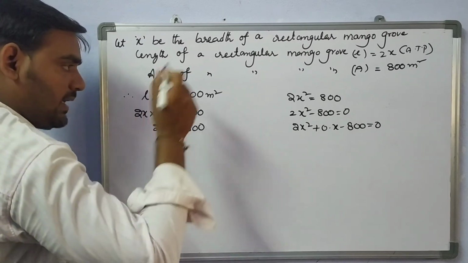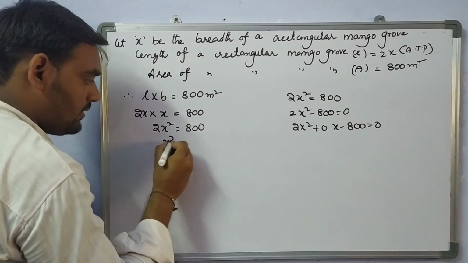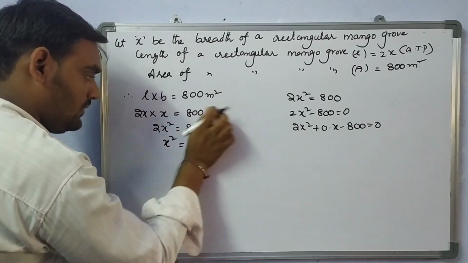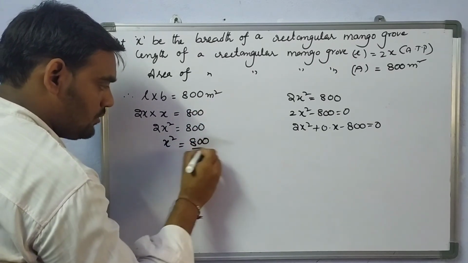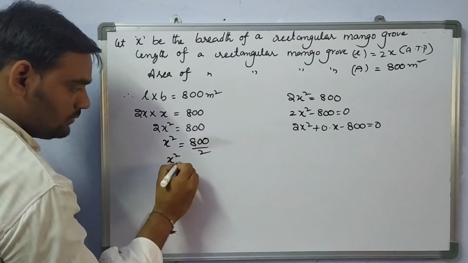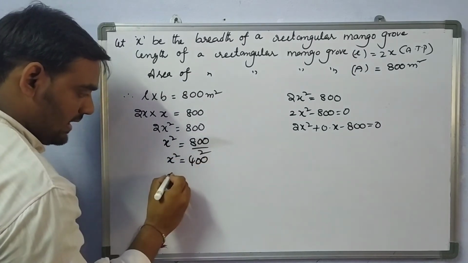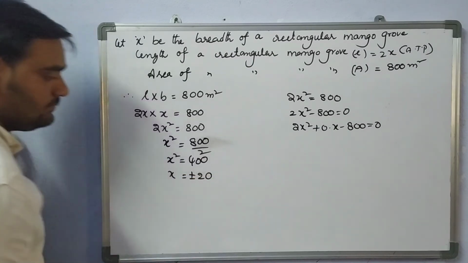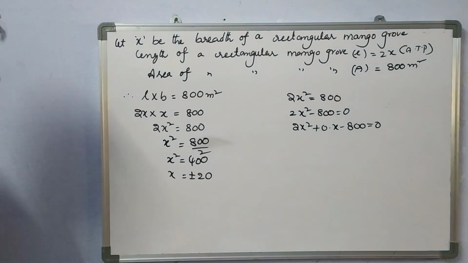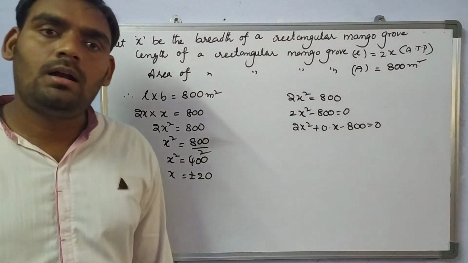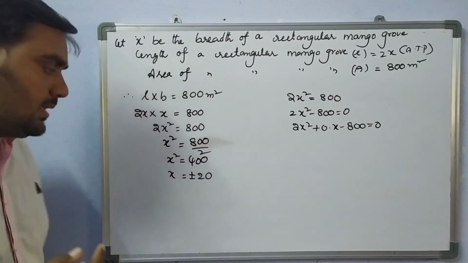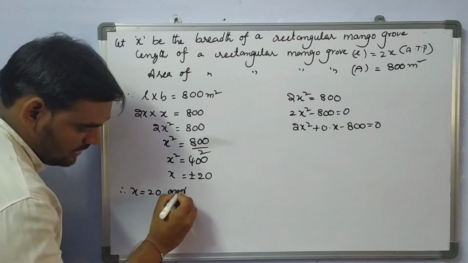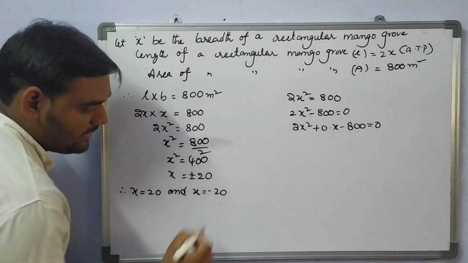See here, 2 is multiplying. After the equal sign, it will divide. So x square is equal to 800 by 2. Then x square is equal to 400. So x is equal to plus or minus 20. Here we got x is equal to 20 and x is equal to minus 20.